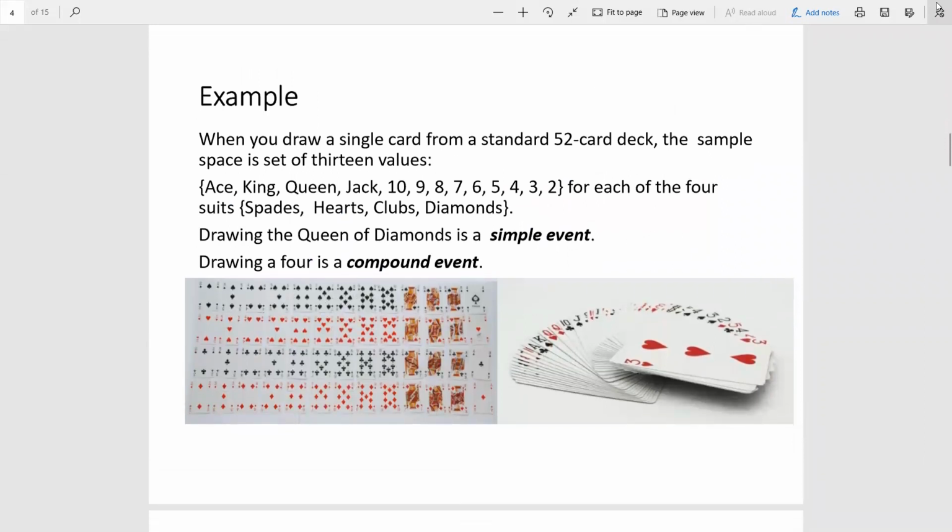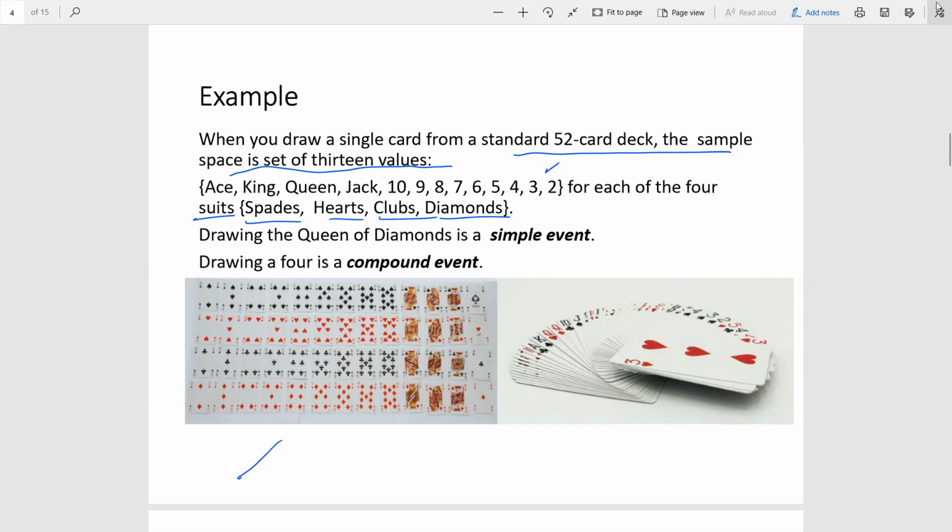When you draw a single card from a standard 52 card deck, the sample space is a set of 13 values. And that would be ace, king, queen, jack, all the way down to 2 for each of the 4 suits, which are spades, hearts, clubs, and diamonds.